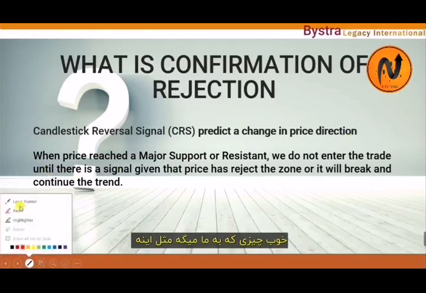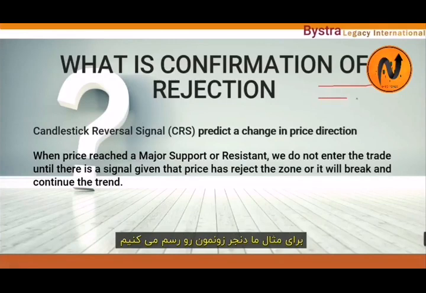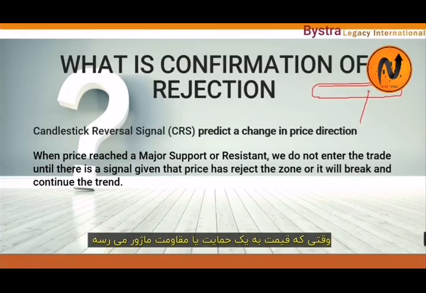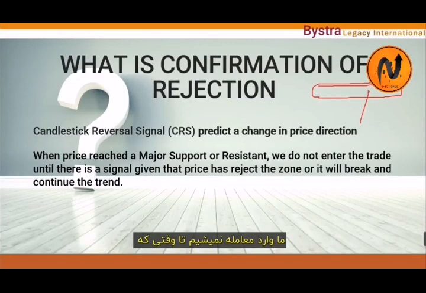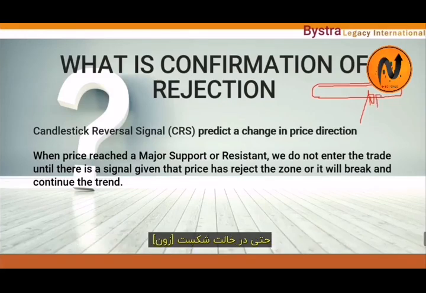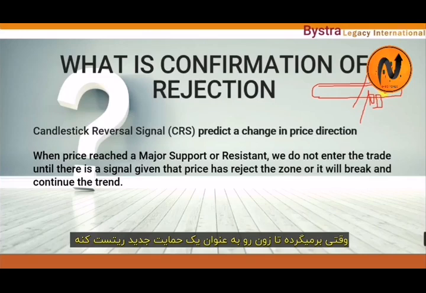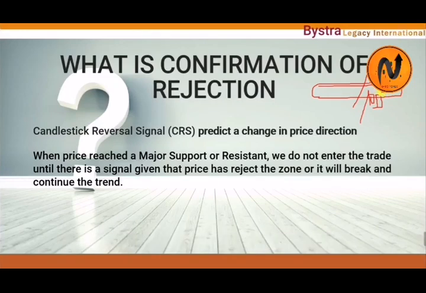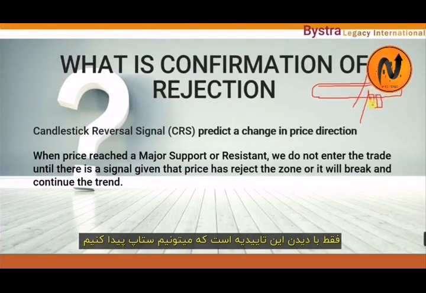So what it says here is like this. For example, we mark the danger zone, right? This is our danger zone. Whenever the price comes to the major support or resistance, we do not enter the trade until there is confirmation of price rejection outside of the zone. Even on a breakout, when the price breaks out from the zone and comes to retest, it must show confirmation of rejection when it comes back to retest the zone as a new support. With this confirmation, then only can we find a setup.